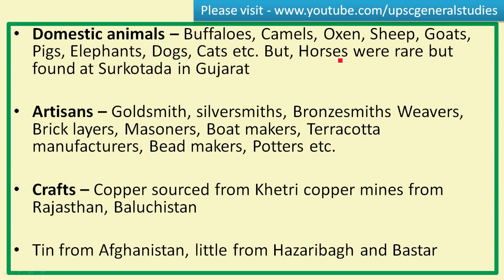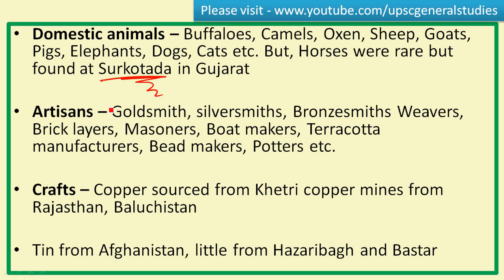And next, let's look at the domestication of animals. A wide variety of animals were domesticated by these people, including buffalo, camels, oxen, sheep, goats, pigs, elephants, even dogs and cats. But horses were rare, and were found in Surkotada in Gujarat. These bones were found at this site, and it was only at some of the sites.